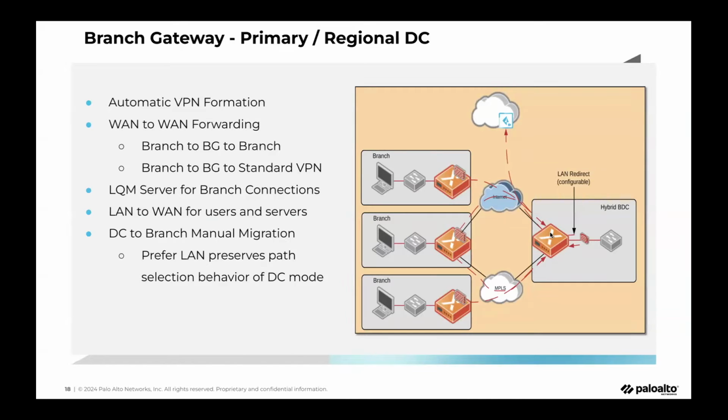Also, the branch gateway can act as an LQM server for the branch connections. And the LAN-to-WAN users and the servers on this hybrid branch can be taken care of with the path policies and all this configuration.